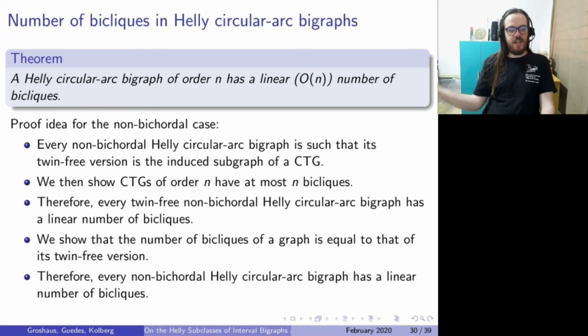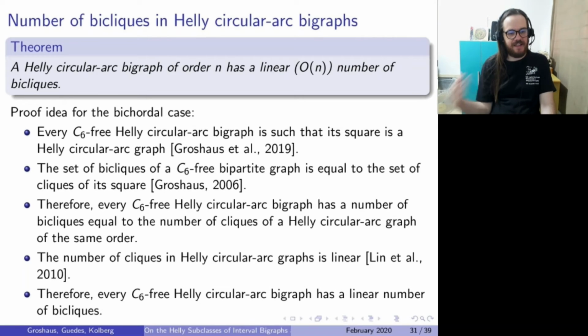For the non-bichordal case, we show that every CTG has a linear number of bicliques, and then show that the number of bicliques in every bipartite graph is equal to the number of bicliques in its twin-free version, and the rest is details. For the bichordal case, we use the fact that every C6-free Helly circular arc bigraph is such that its square is a Helly circular arc bigraph, such that the number of cliques in the square is equal to the number of bicliques in the square root, and we then employ the fact that every Helly circular arc graph has a linear number of cliques.